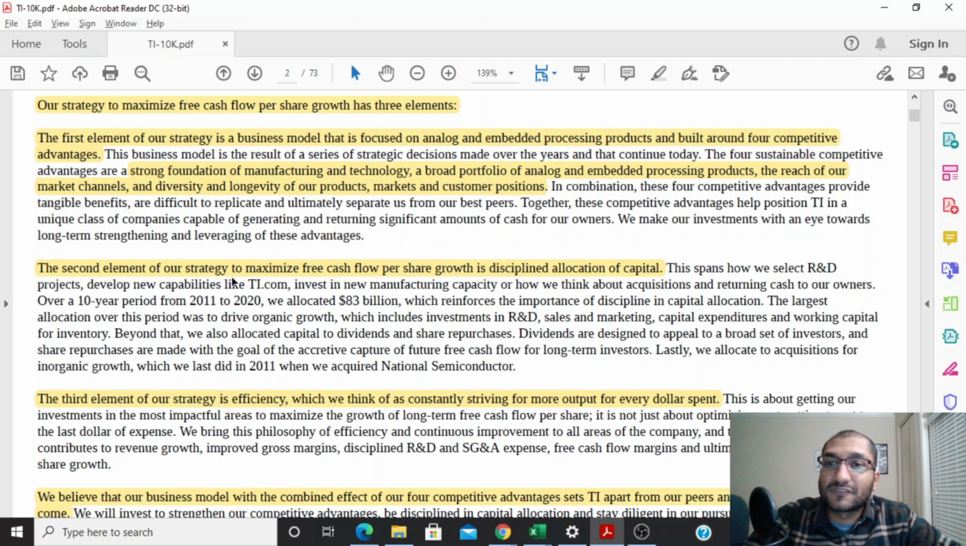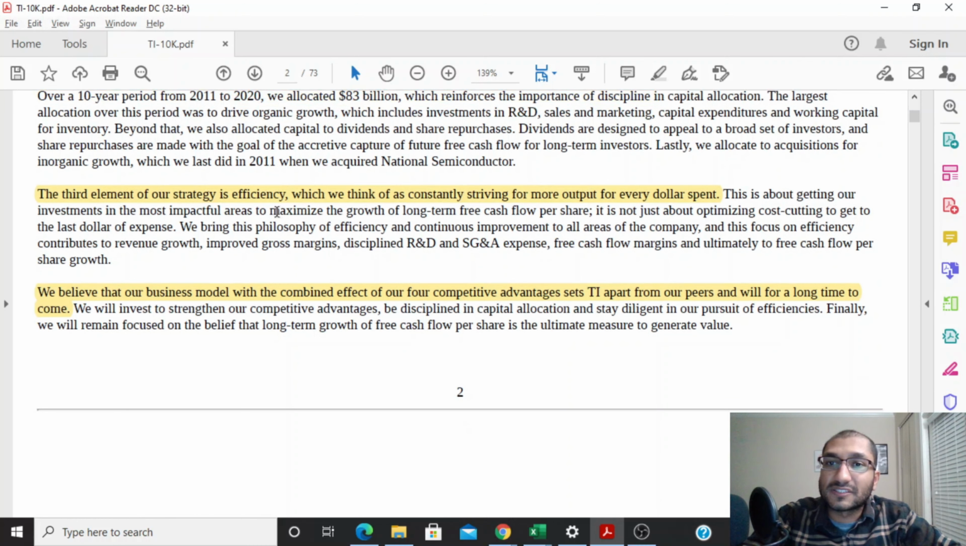The second element of its strategy to maximize free cash flow per share growth is disciplined allocation of capital. This includes selecting R&D projects, developing new capabilities like TI.com, investing in new manufacturing capabilities, and so forth. The third element of its strategy is efficiency, which TI thinks of as constantly striving for more output for every dollar spent. Lastly, TI states that it believes that its business model, with the combined effect of its four competitive advantages, sets TI apart from its peers.